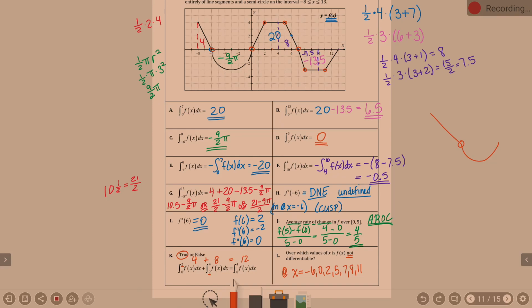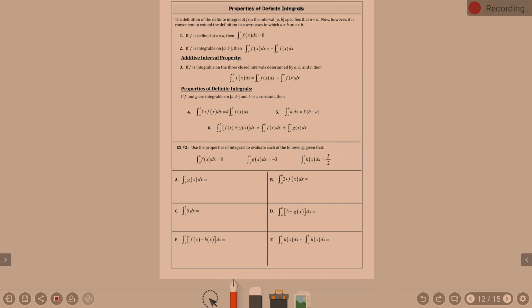Moving on to the next page a little bit, and we have some properties at the top of this next page. Okay? Several of these properties are going to seem familiar because we've essentially already learned a lot of these properties. I'm not going to say all of them, but a lot of them.